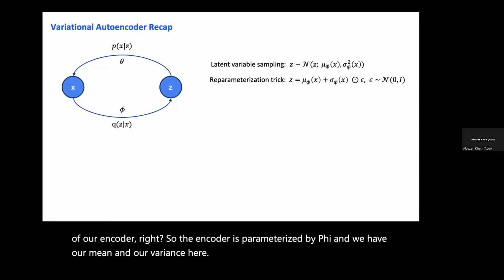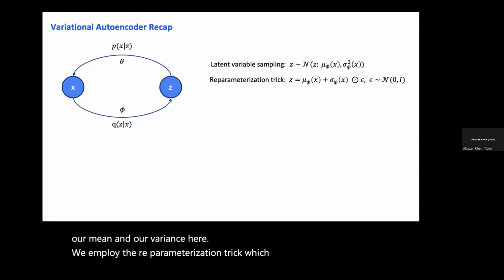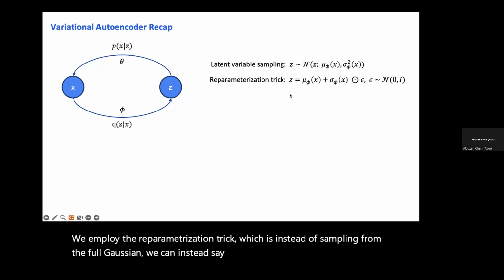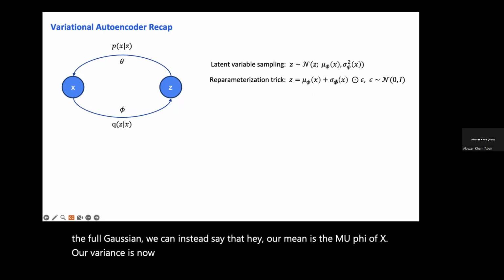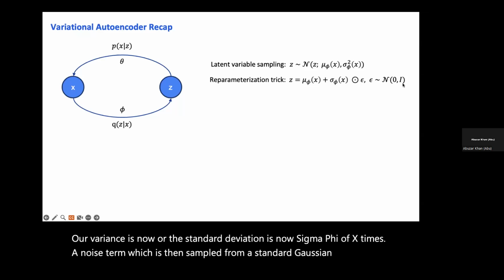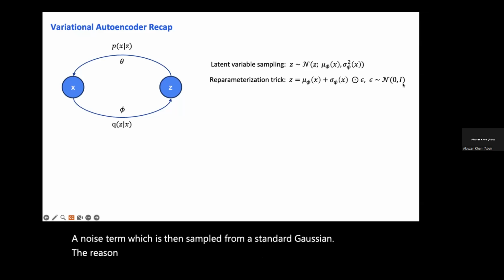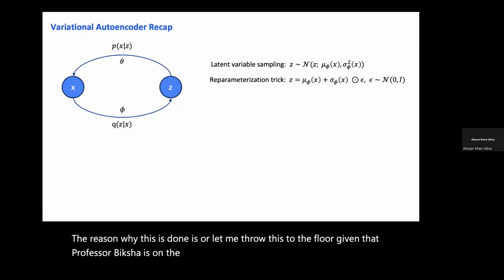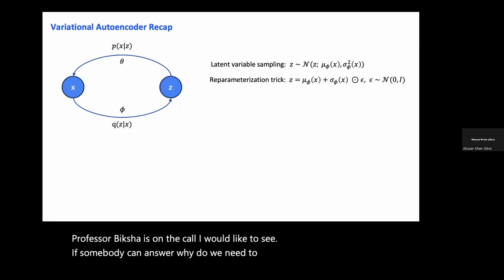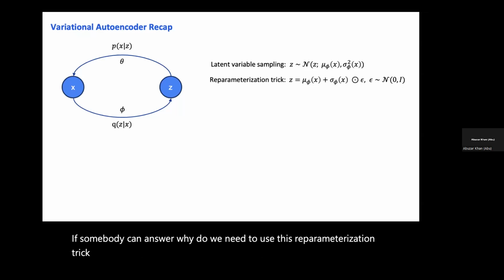We employ the reparametrization trick, which is instead of sampling from the full Gaussian, we can instead say that our mean is the mu phi of x, our standard deviation is sigma phi of x times a noise term, which is then sampled from a standard Gaussian. Given that Professor Biksha is on the call, I would like to see if somebody can answer, why do we need to use this reparametrization trick? Why would it not work without it?